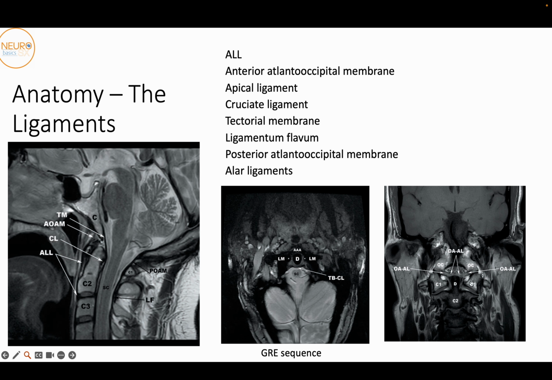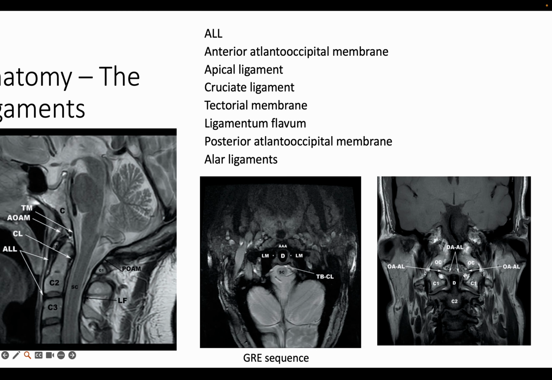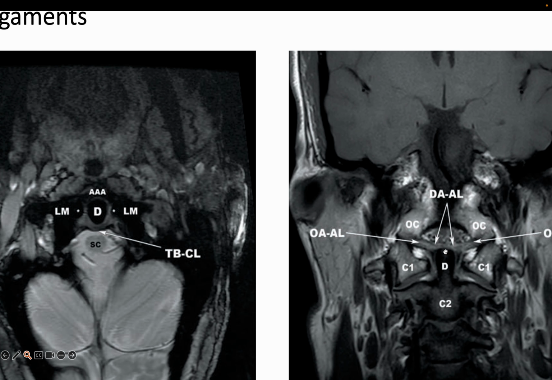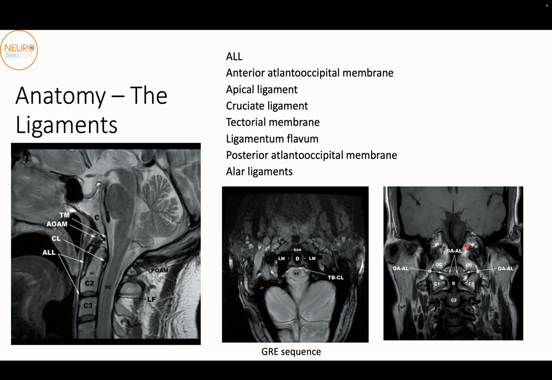There are also ligaments anteriorly between the dens and the occipital condyle. This is the alar ligament. So as you can see over here in this coronal sequence, connecting the top of the dens to the occipital condyle, these are two alar ligaments. So all of these can now be more or less made out on MRI, and we can evaluate their integrity. The most important one, obviously, is the transverse ligament.